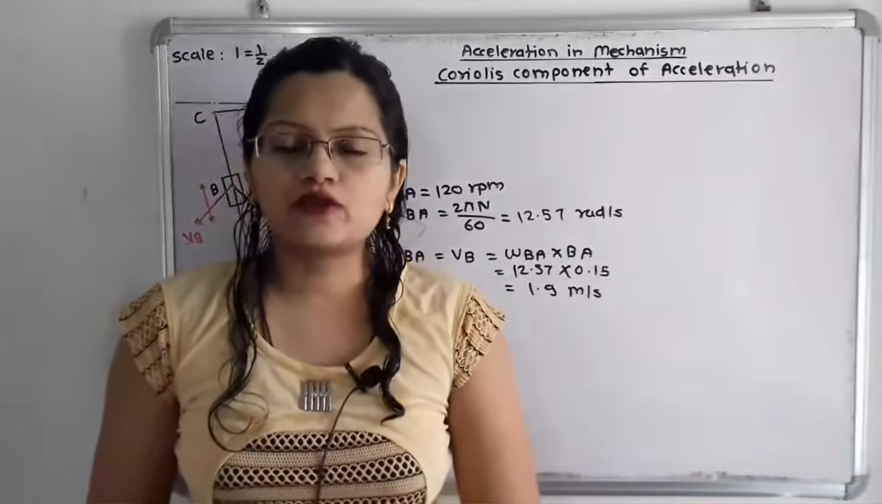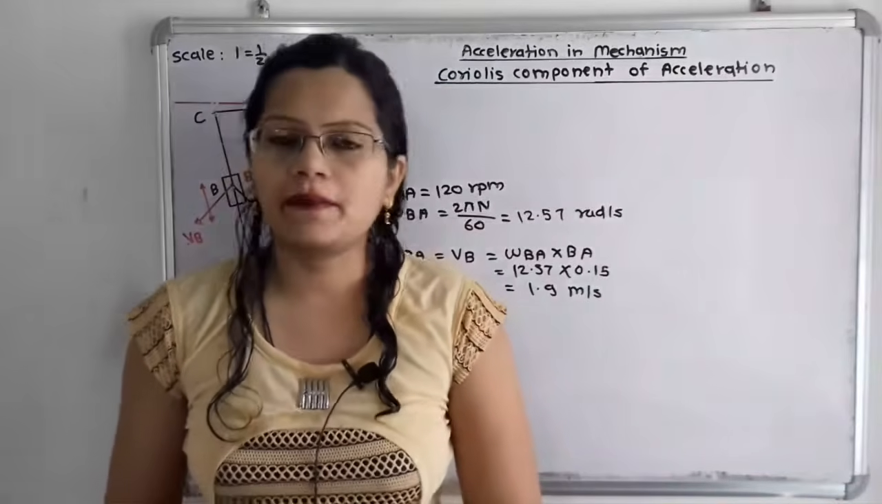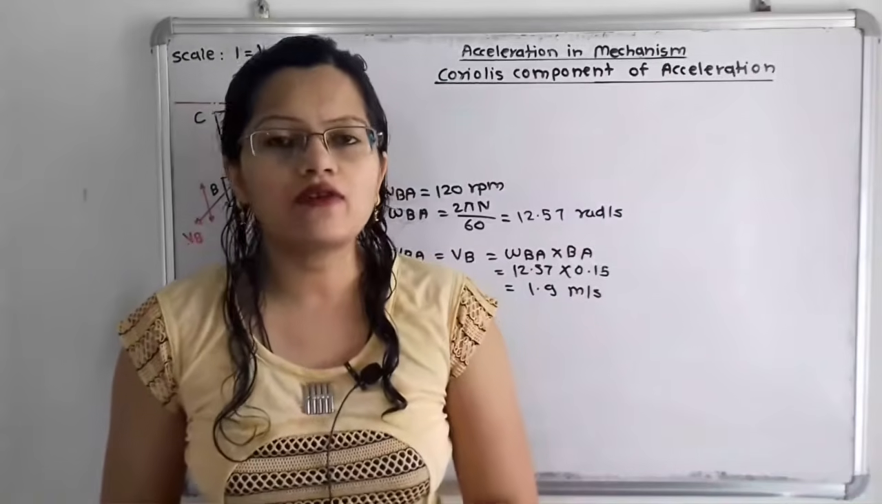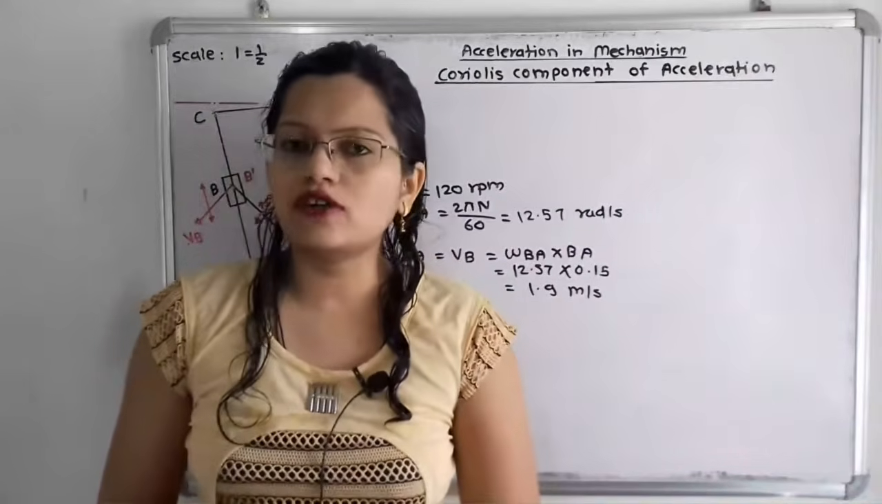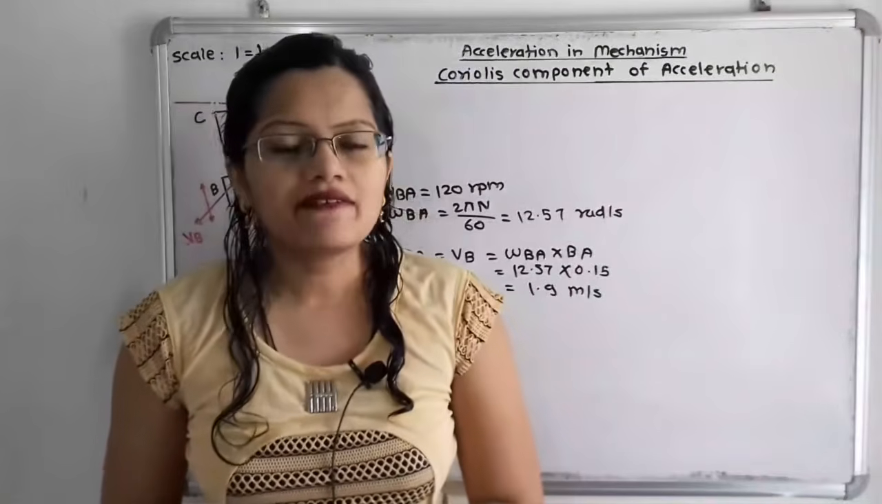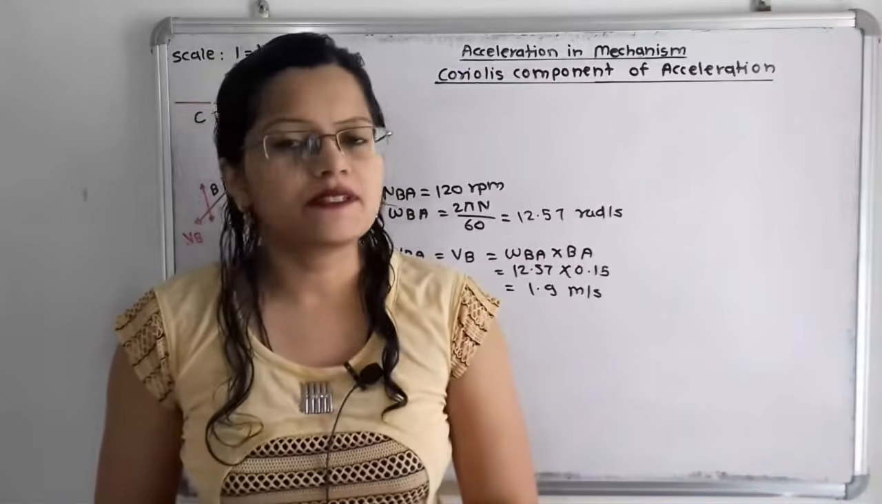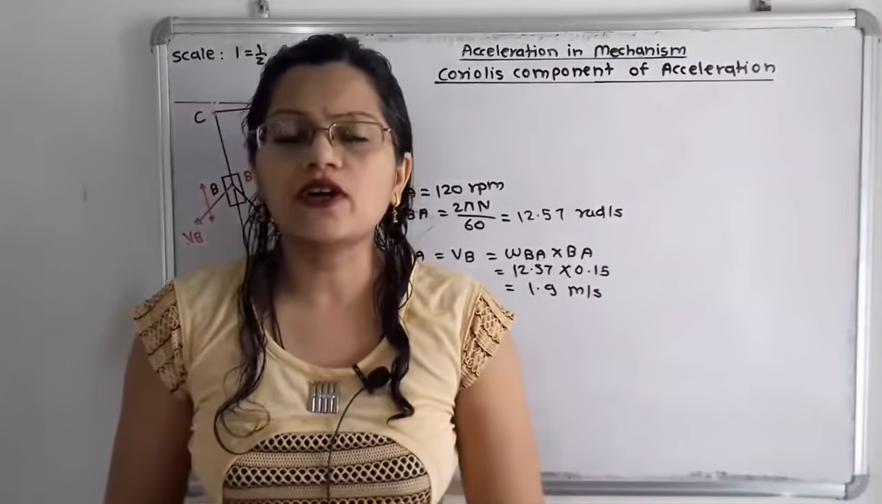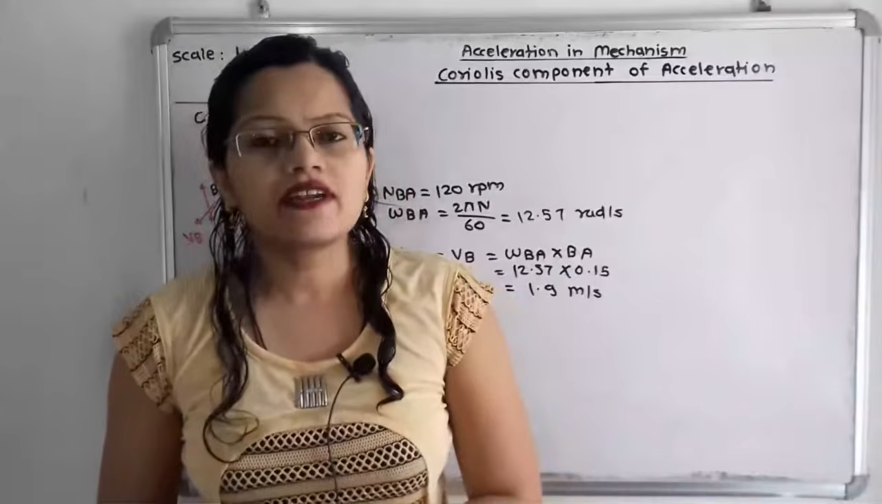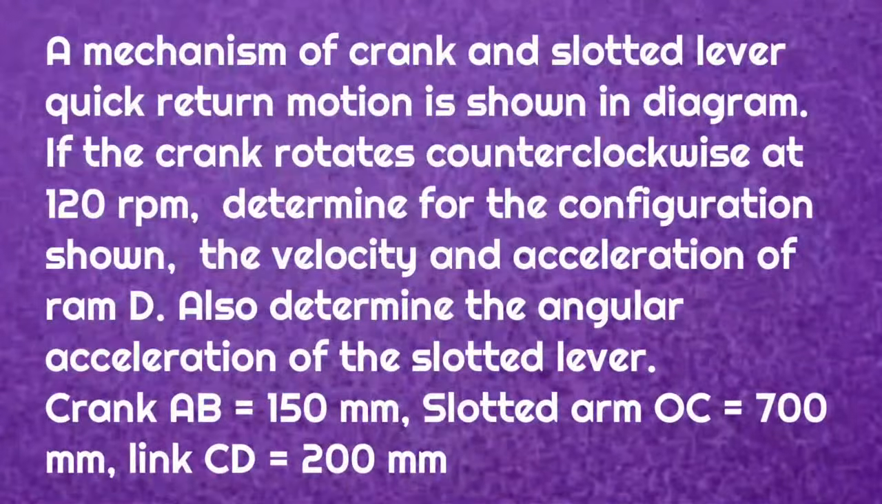Today we are going to solve a problem on a given mechanism. In this video we are going to study how to draw the Coriolis component of acceleration from the velocity diagram. I will give you some important tips. Please watch this video till the end. Now first I will read the given problem.